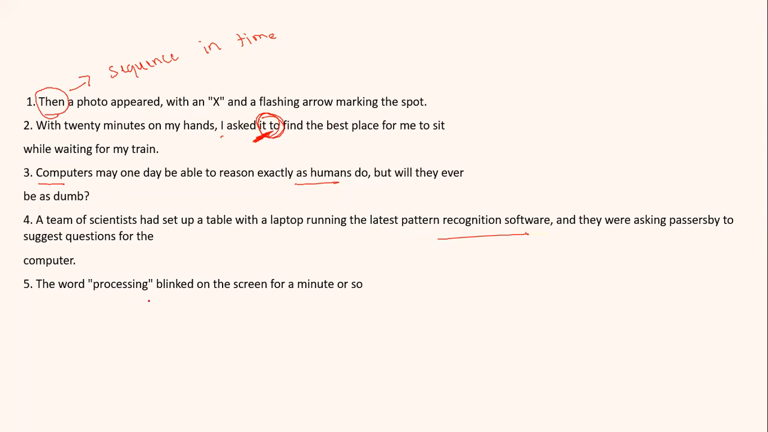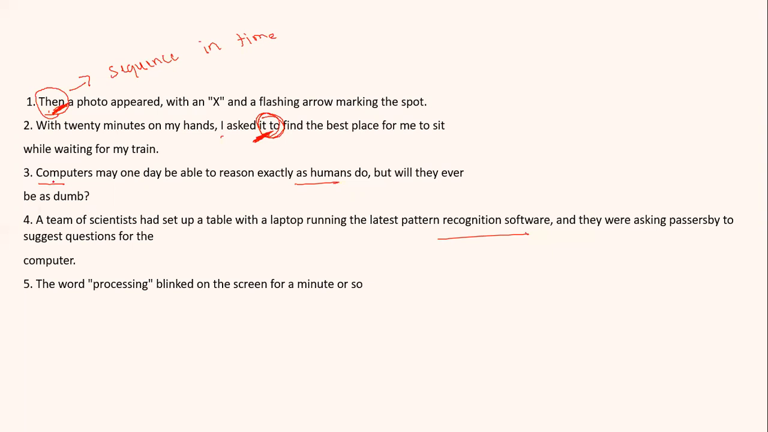Fifth, the word processing blinked on the screen for a minute or so. Oh, this is the sequence I was looking for. The word processing blinked on the screen for a minute or so. For a minute, word processing blinked, and then a photo appeared showing X and telling me a spot where I can sit. So 5 and 1 are linked.